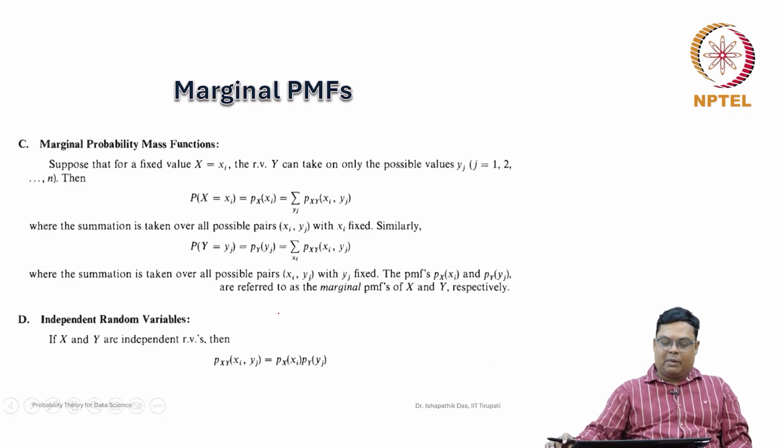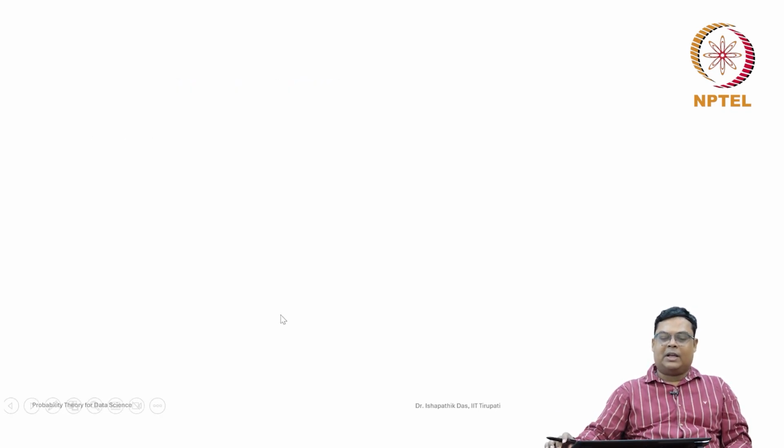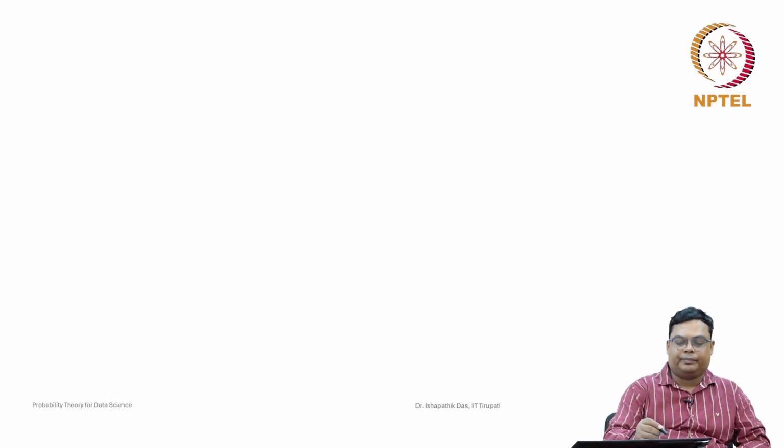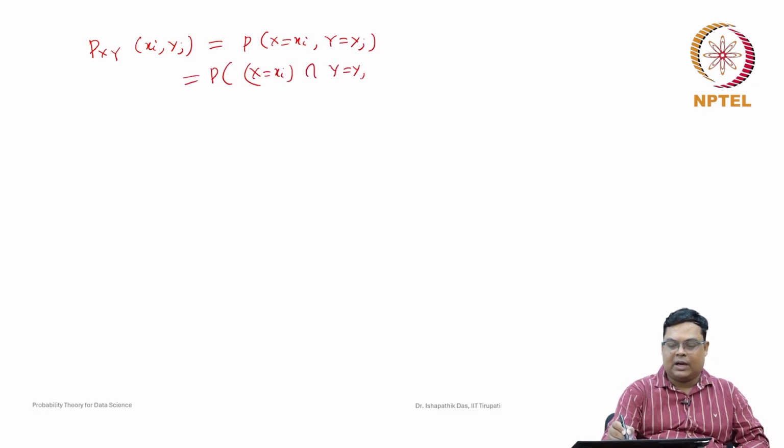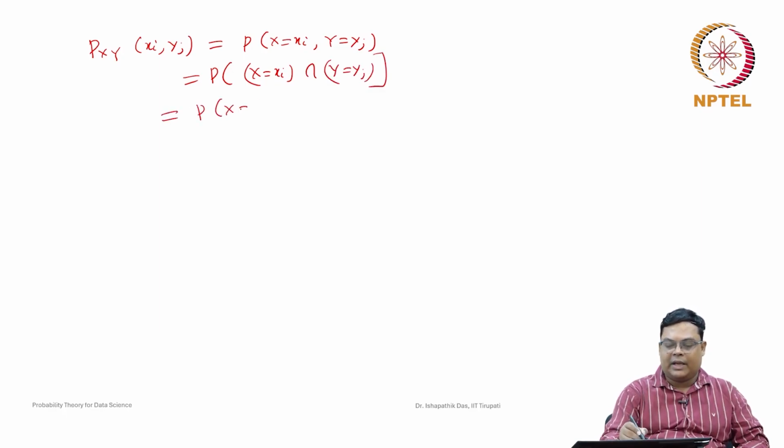Now, with respect to the marginal probability mass functions, how can we represent that two random variables are independent? pxy of xi, yj is nothing but the probability that x is equal to xi and y is equal to yj. The comma means the intersection of the events x equal to xi and y equal to yj. Events A and B are independent whenever the probability of A intersection B is equal to the probability of A into the probability of B.